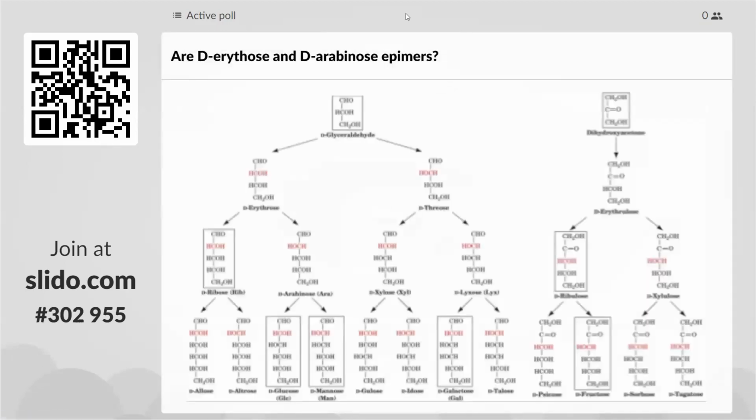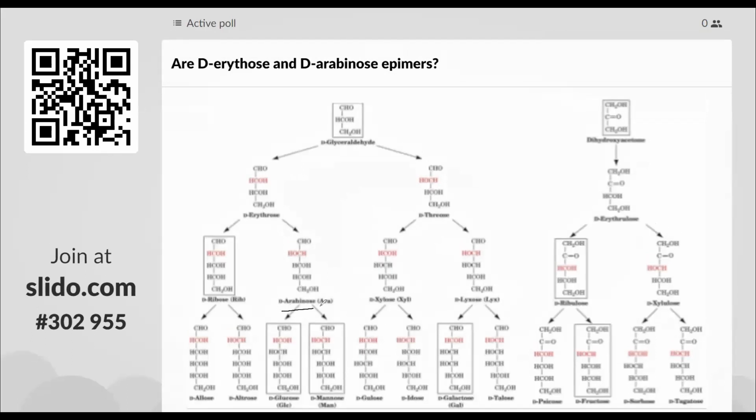Erythrose and arabinose. So let's take a look. There's arabinose. And erythrose is up here. Automatically, they are not epimers because they are a different amount of carbon. So they're a different amount of carbons. By definition, they can't be epimers.